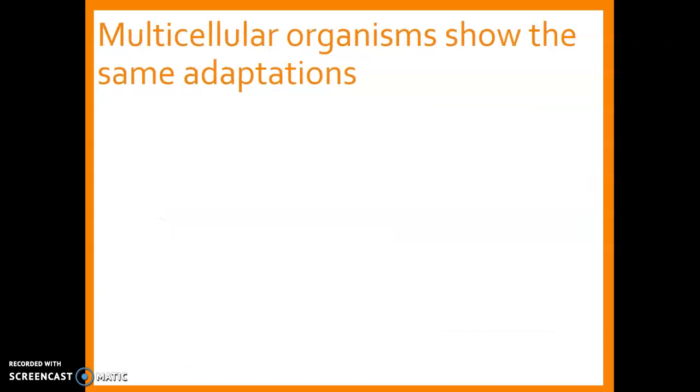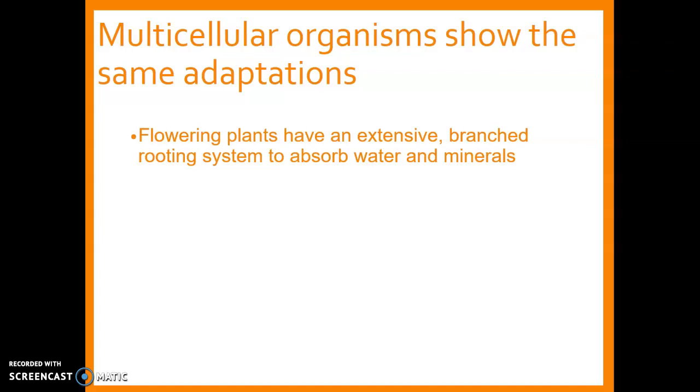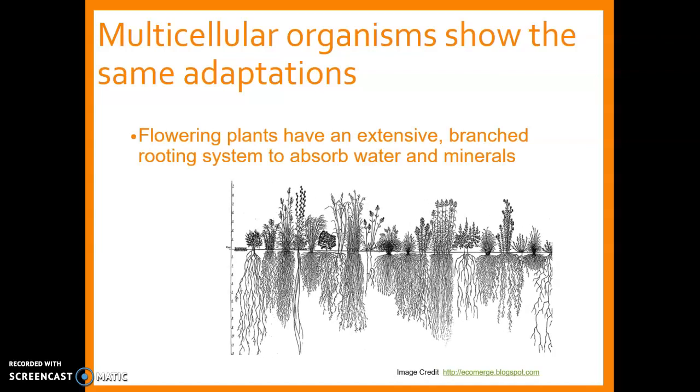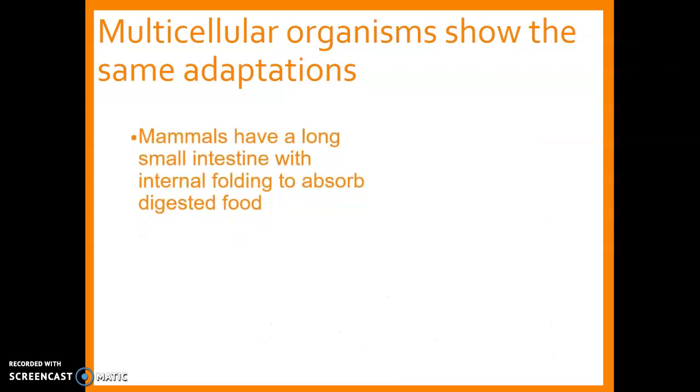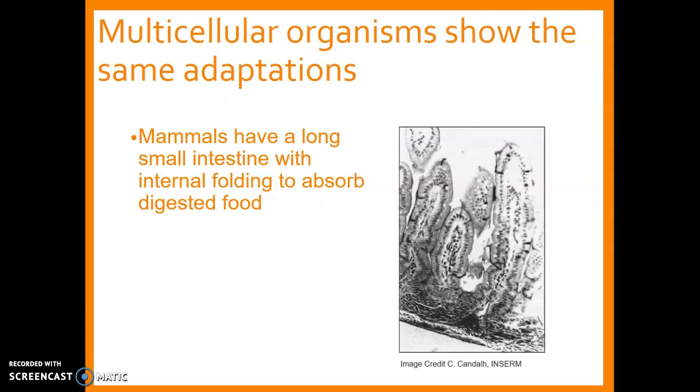So multicellular organisms show the same adaptations. Flowering plants have extensive branched root systems, so all those roots that branch out increase the surface area without increasing the volume of the plant. And so they can absorb maximum water and minerals to sustain the plant. Mammals have a long small intestine along with the internal folding to absorb digestion and the microvilli that aid in increasing the surface area and not the volume as well.